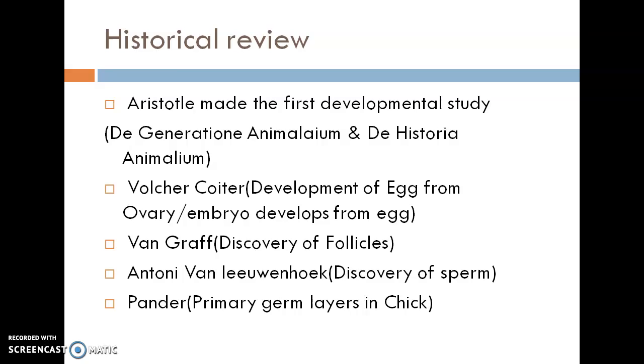Then later came Pander. Pander discovered the primary germ layers in the chick. What are germ layers? You may have heard of ectoderm, endoderm, and mesoderm. These are the three primary layers which are formed from a fertilized egg during the process of development. So, these germ layers were first discovered by Pander, and he discovered them in the chick.